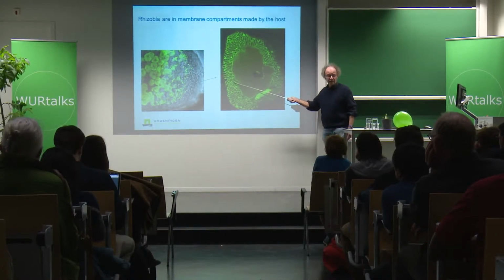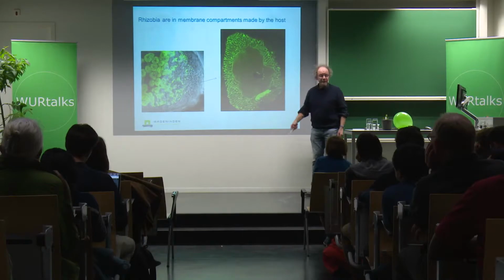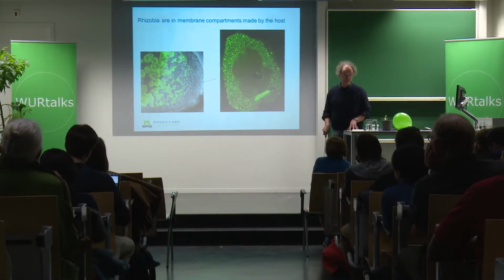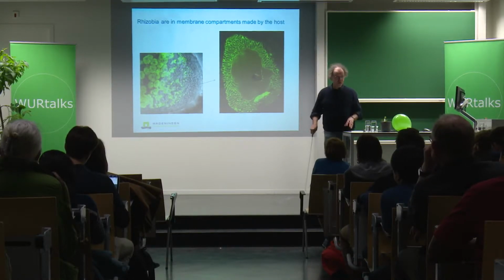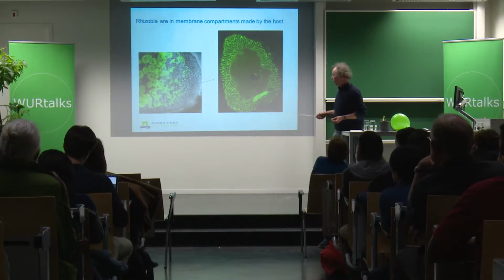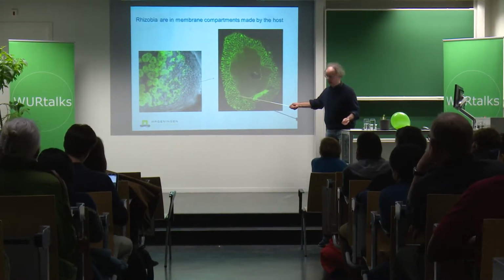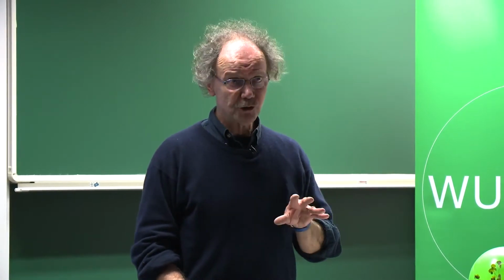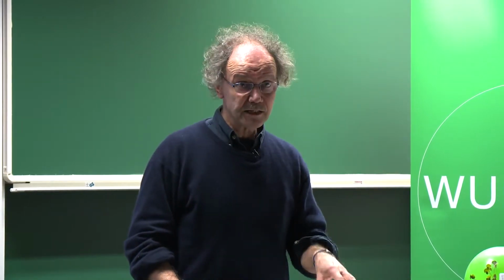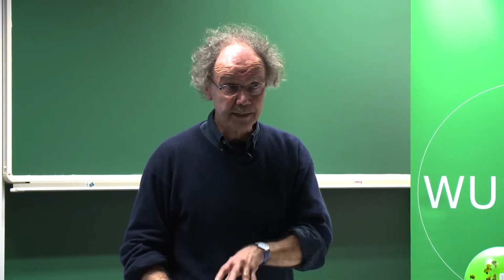I show you here one cell, but it's not just a magnification, it's a completely different picture that I show you. There, the bacterium is made visible. Here, you don't see the bacteria, but what you see is a membrane of the host, of the plant, that surrounds the bacteria. So each bacterium in this cell is surrounded by a membrane of the host. That is how it is, in this case, tamed.